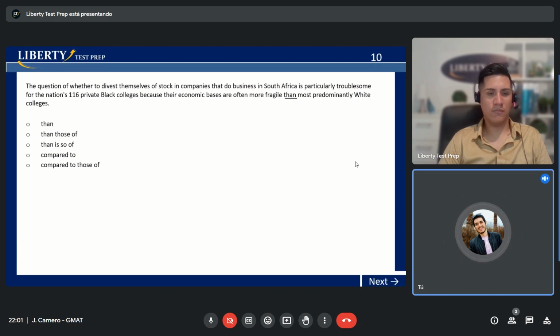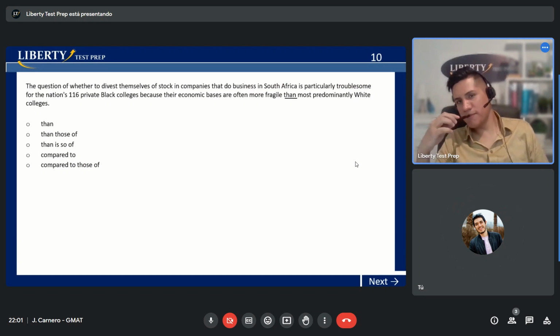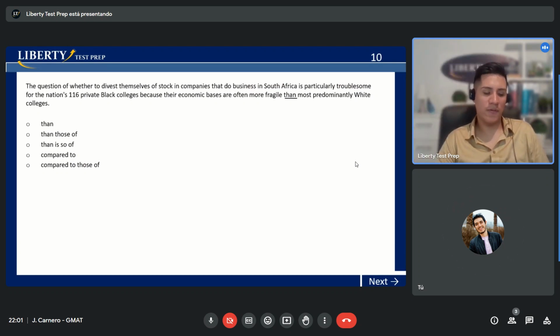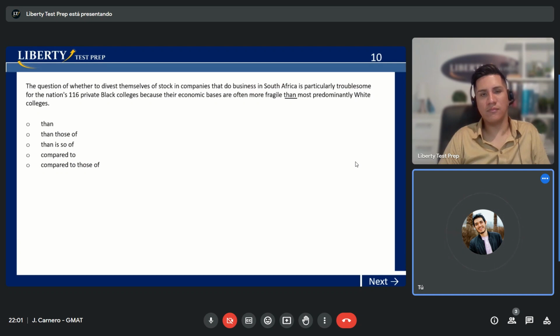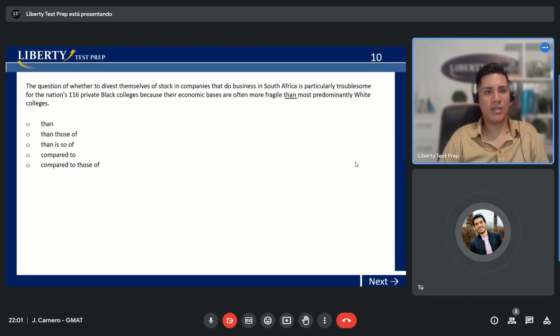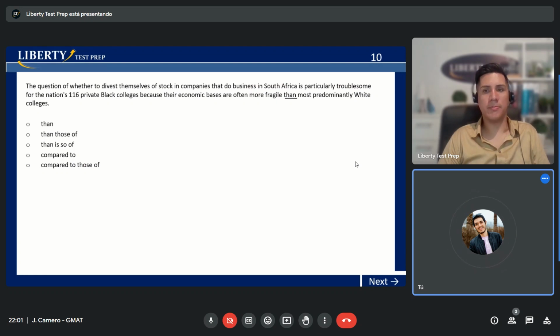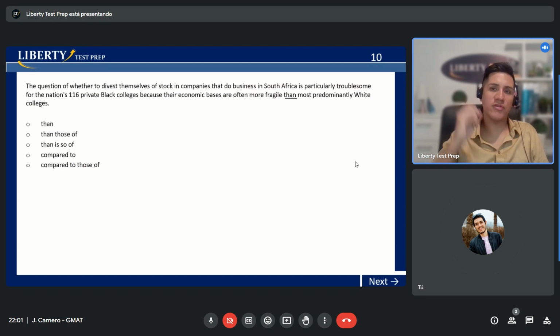So I don't know if we can use "those of." And "those of," okay, why not? Why don't you like it? What's kind of suspicious about that? Could be... So then "those" is referring to colleges, right? Yes, colleges. So "those of" most predominantly white colleges. Okay, is that okay? Do you need to compare colleges or not?